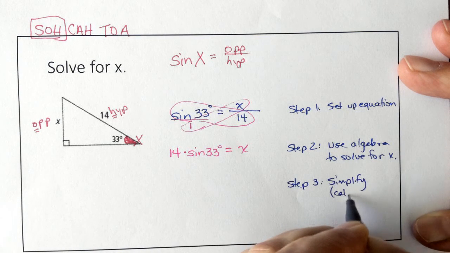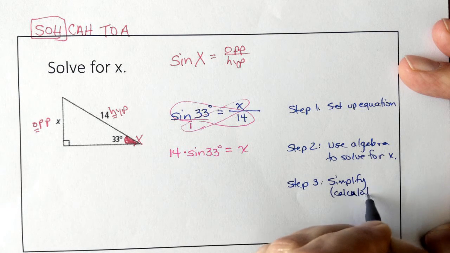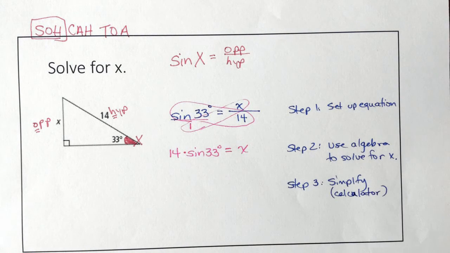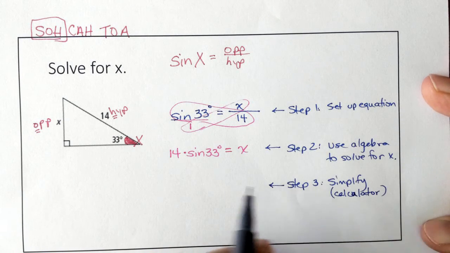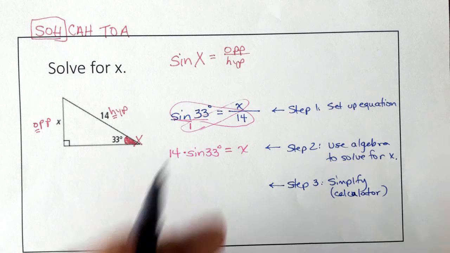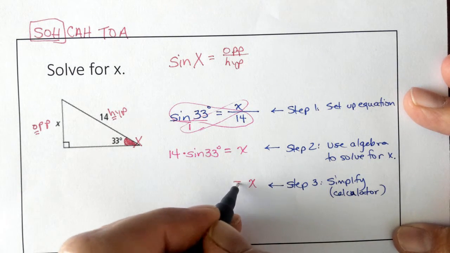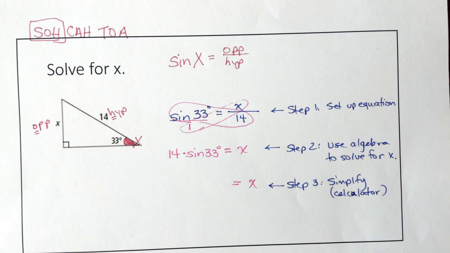And this is where you have to have a calculator. You cannot finish these without a calculator. Okay? So you can do all the steps up till step 3 without a calculator. For step 3, we need to know what x is equal to, and 14 times sine 33 needs to be crunched into a decimal number.